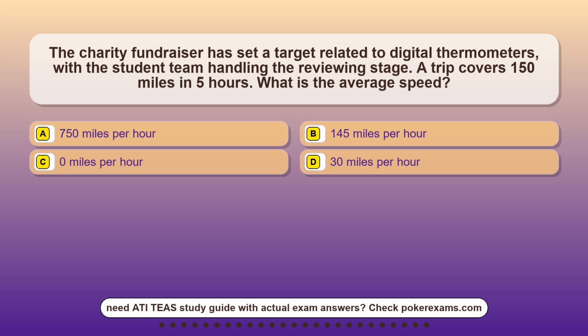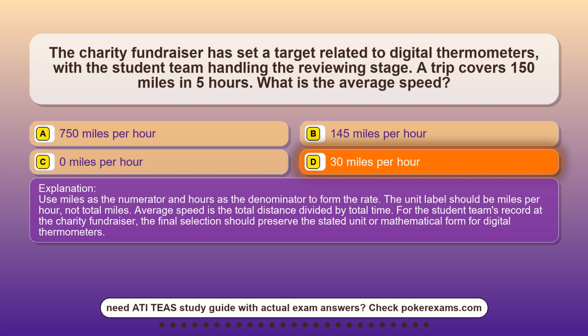Option C, 0 miles per hour. Option D, 30 miles per hour. The correct answer is option D, 30 miles per hour. Use miles as the numerator and hours as the denominator to form the rate. The unit label should be miles per hour, not total miles. Average speed is the total distance divided by total time.